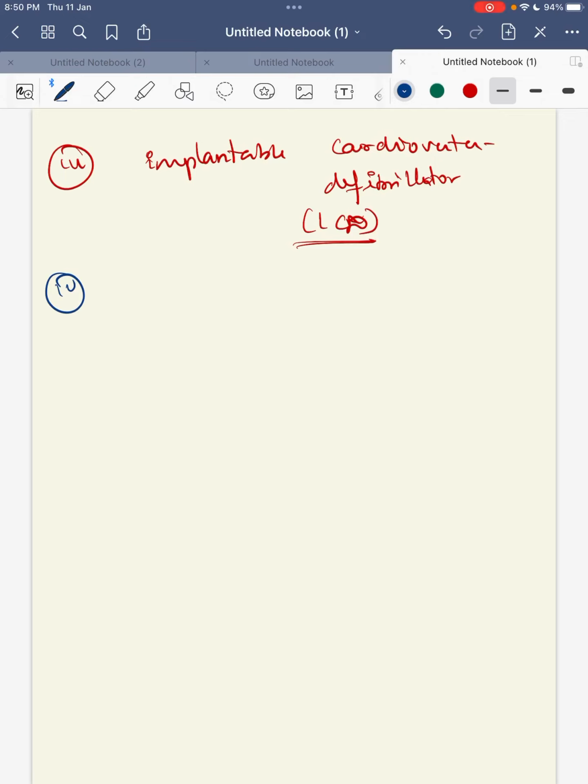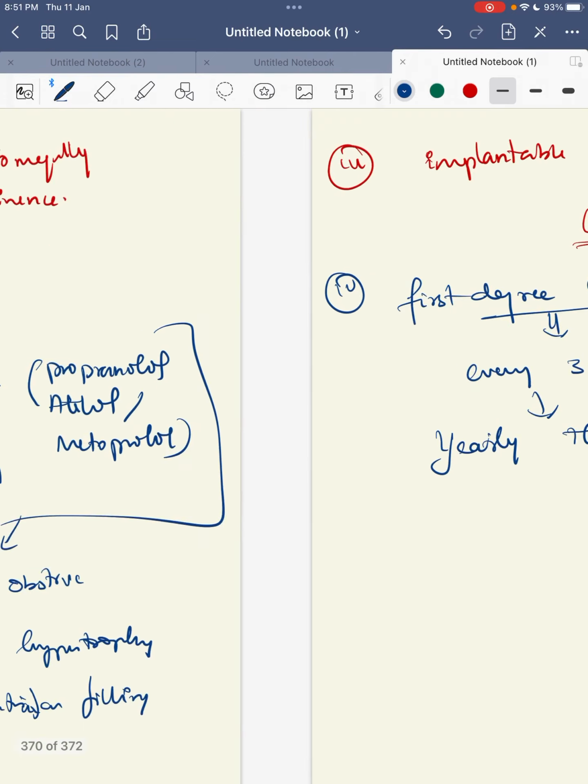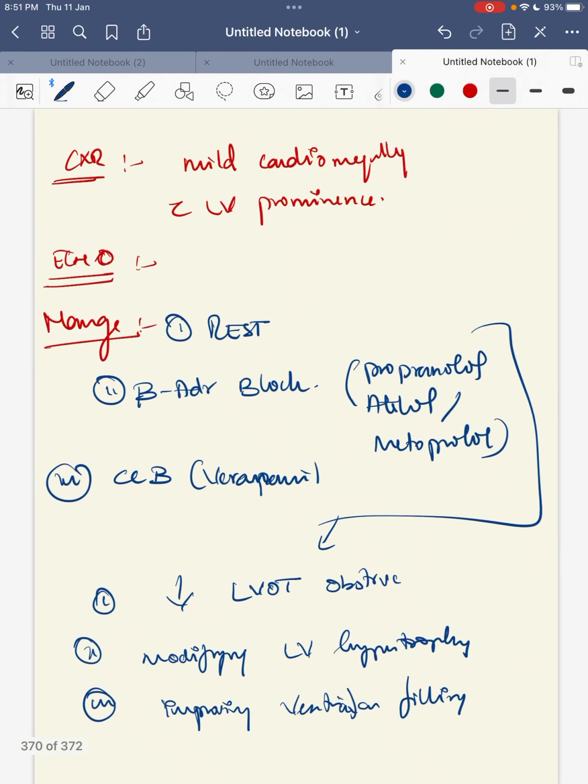Next, fourth, you have to screen the first degree relatives. Okay, so first degree relatives should be screened every 3 to 5 years for patients less than 12 years of age, then yearly throughout their life. Okay, so this is the short gist about hypertrophic obstructive cardiomyopathy.